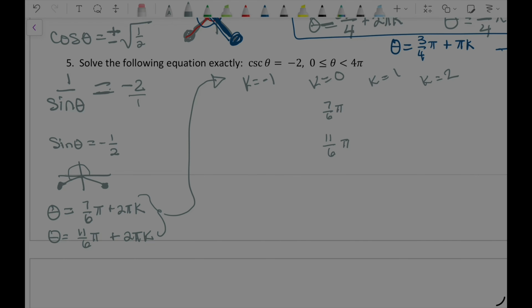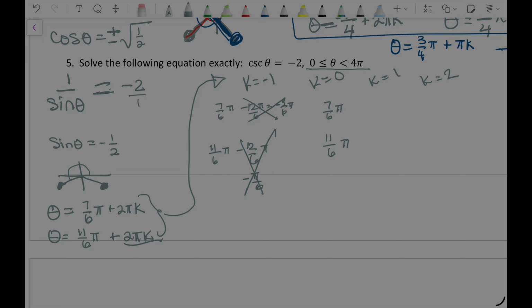If k is -1, it's 7/6 pi minus 2 pi. Well, that is going to be, let's see, 12/6, -5/6 pi. That's too small because we want to stop at the 0 mark. The next one, with a negative k value, 11/6 pi minus 2 pi, this would be -pi/6. I mean, it's on our picture, but it's smaller than our region of interest that they're asking for.